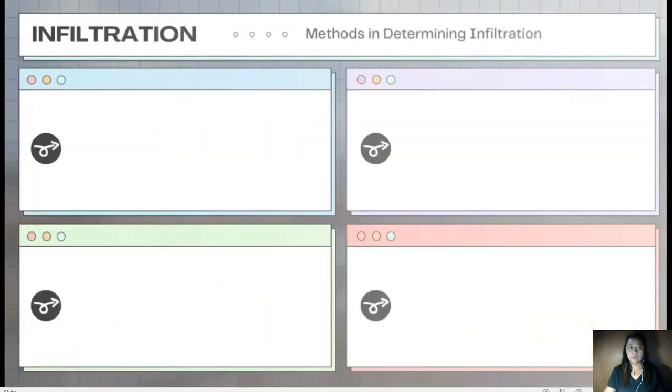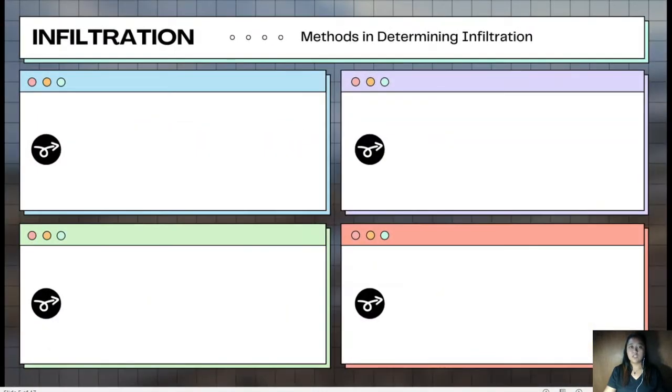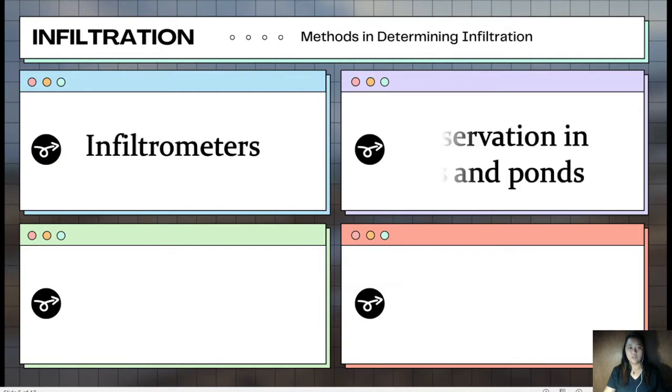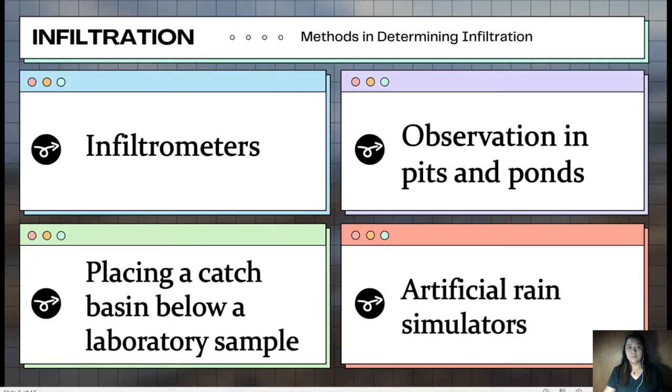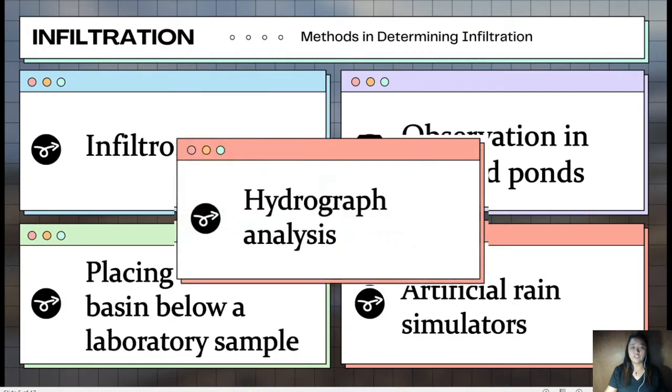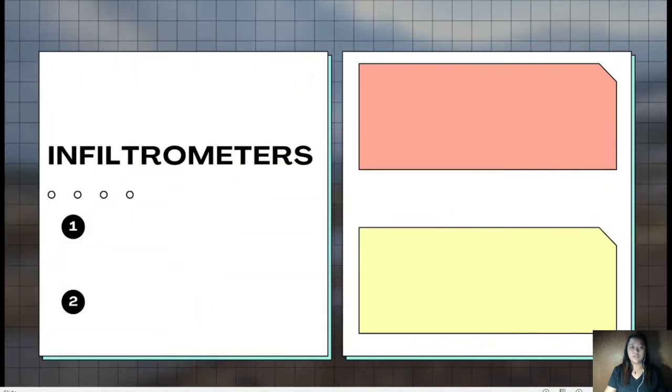Next are the methods in determining infiltration. There are 5 methods: the infiltrometers, observation in pits and ponds, placing a catch basin below a laboratory sample, artificial rain simulators, and last is the hydrograph analysis. First is the infiltrometers, of which there are 2 types.